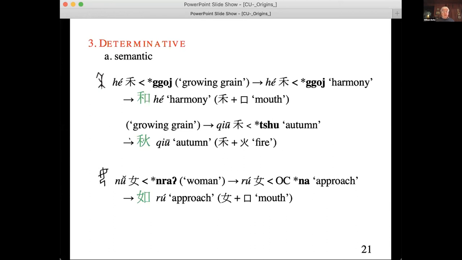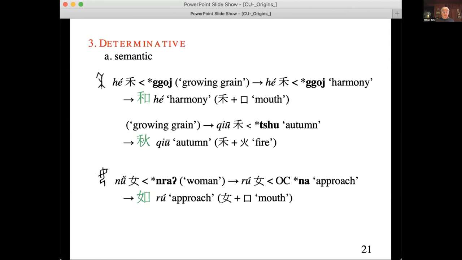And now you've got a two-part character that stands for the word autumn unambiguously. By the same token, in the case of the kneeling woman, the kneeling person graph, if you want to specify that it doesn't mean woman, but that it's standing for the word na, or in modern Chinese ru, to approach, then you add the mouth graph onto the woman, and you have a two-part character that tells you that this is now the word ru, to approach, not for the word nü, woman, and by the way, not for the word an, stable, or secure.